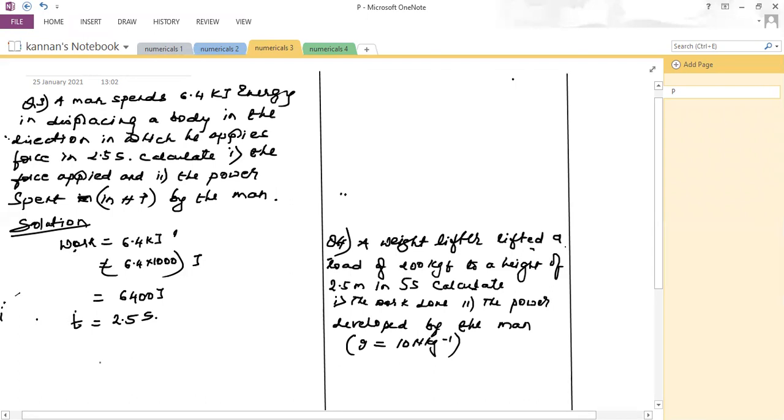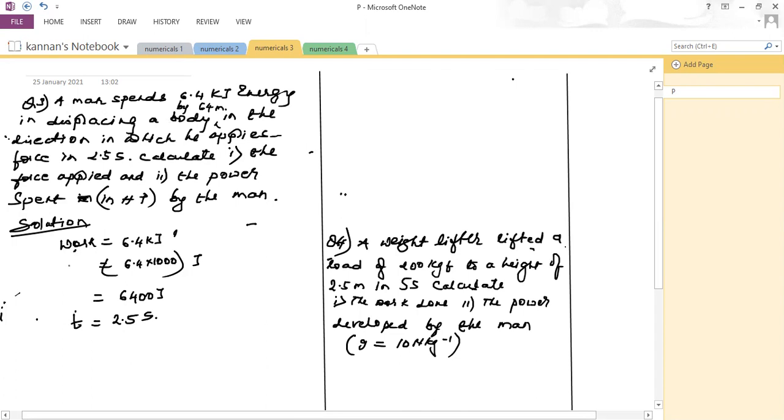Just see, children, a man spends. Once again, I'm reading the question, children. Okay, a very simple question, but let's see. A man spends 6.4 kilojoules of energy in displacing a body by here. I missed out something. In displacing a body by 64 meter in the direction of the force. In the direction of the force. Got it? You can see here.